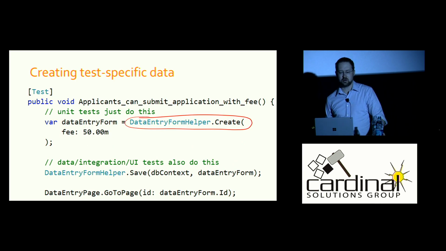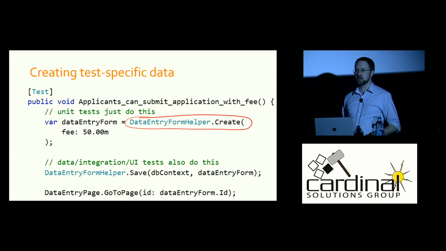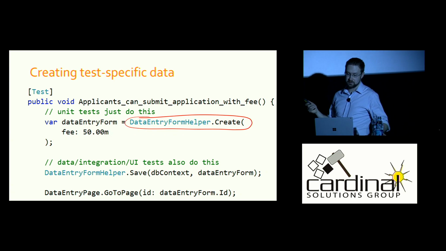So obviously it can be hard to create test-specific data. And to make it easier, we've created a library of data creation helpers that make it much easier to construct the test data that we need for not just our UI tests, but all of our tests. And this is what they look like.